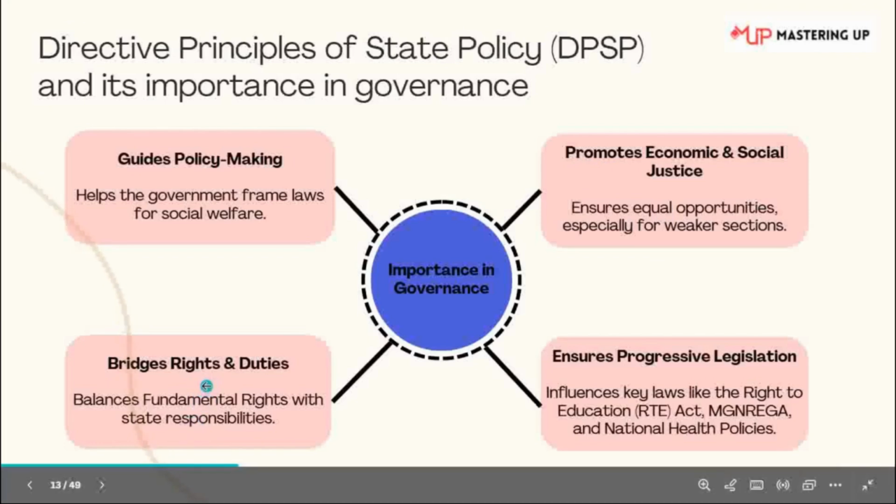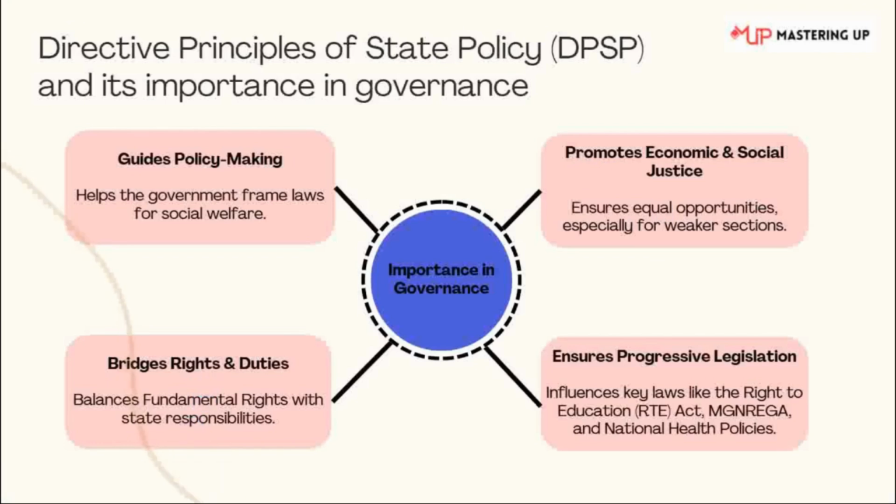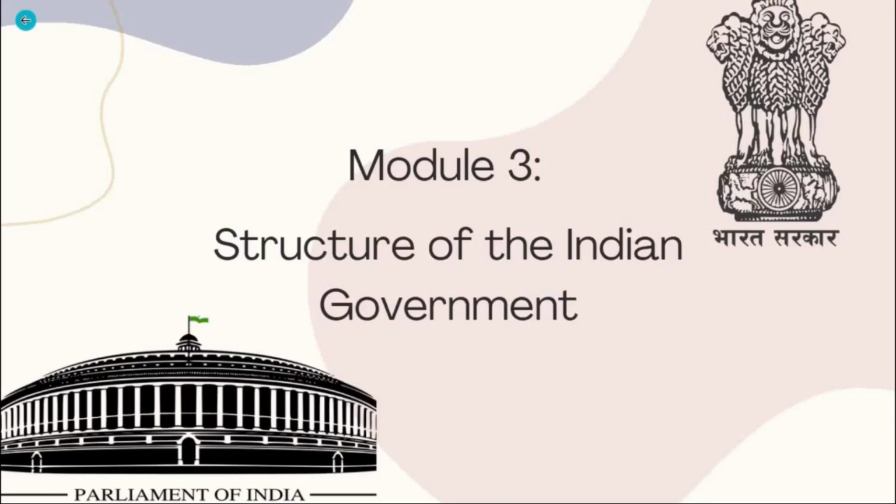They bridge rights and duties, balancing fundamental rights with state responsibilities. They ensure progressive legislation, influencing key laws like the Right to Education Act, MGNREGA, and National Health Policies. Now let us understand details of the structure of the Indian government.